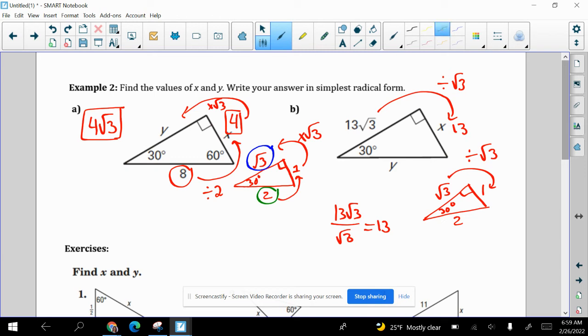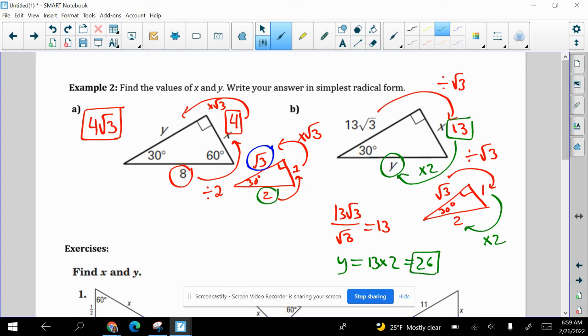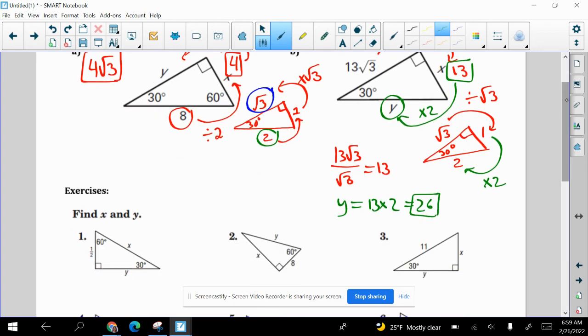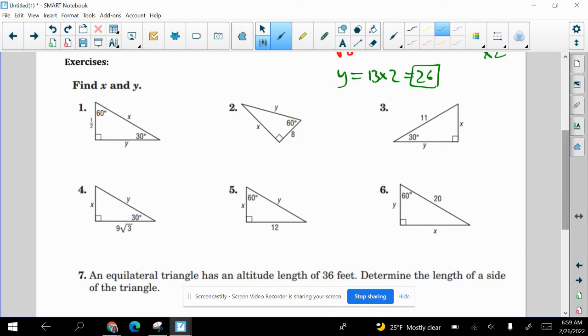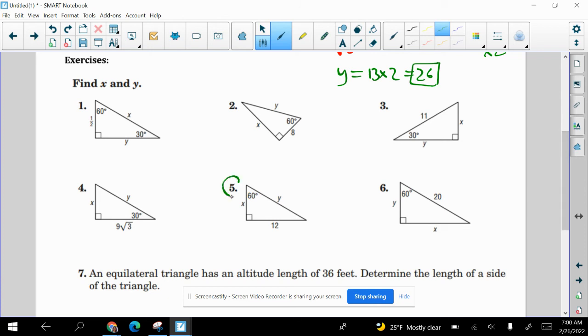And then once I have my short leg, if I want to get to my hypotenuse, I see that the relationship is the hypotenuse is twice as long. So I know that all I need to do is just double the 13. So y would be just 13 times 2, which is 26. So we get the same numbers, but whichever method makes more sense to you. I'm going to pick one problem that I think is probably more challenging than others, and I'm going to pick 5. And then I'm going to let you do the rest on your own.